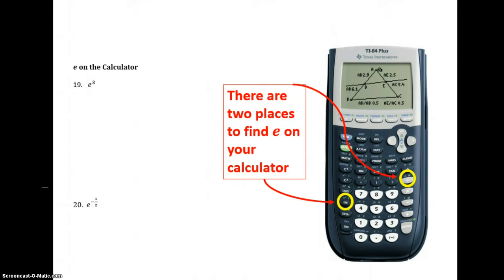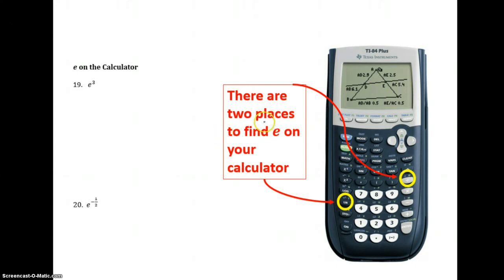Now check this out. We're going to look at e on the calculator. Let's actually turn these into numbers. So if we have e to the 3rd power, if you look at your calculator over here on the right, you can see in yellow that I've circled 2 buttons for you. That's how we are going to evaluate e. So you have to use the 2nd button, and then above ln is e to the x, or you can use the e above the division sign.